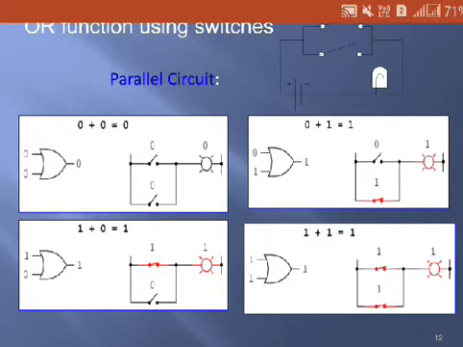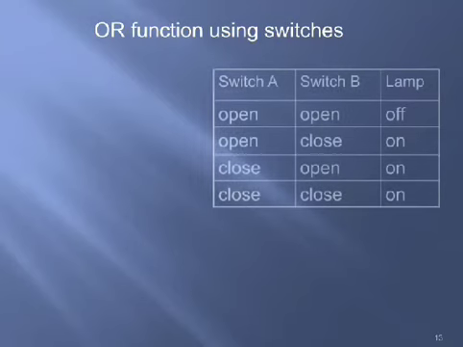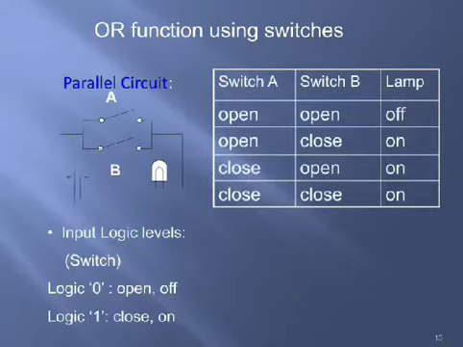Having discussed all the four combinations: 0 plus 0 is equal to 0, 0 plus 1 is equal to 1, 1 plus 0 is equal to 1, and 1 plus 1 is equal to 1. You can have the functioning of OR logic using the switches, and this itself is nothing but the OR gate functioning. So this is how you can observe.